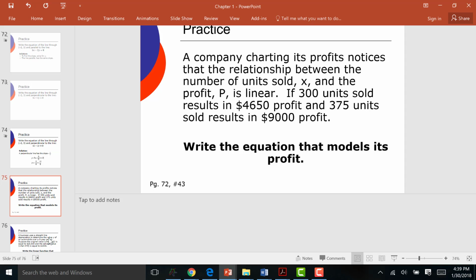All right, so a company charting its profits notices the relationship between the number of units they sold, which they call X, and the profit, which we call P. Isn't there usually a relationship between how many you sell and your profit? Yes. So they said if you sell 300 units, how much money did you profit? 4,650. If you sell 375 units, how much money did you profit? 9,000. Okay? Now, think of it as input and output.